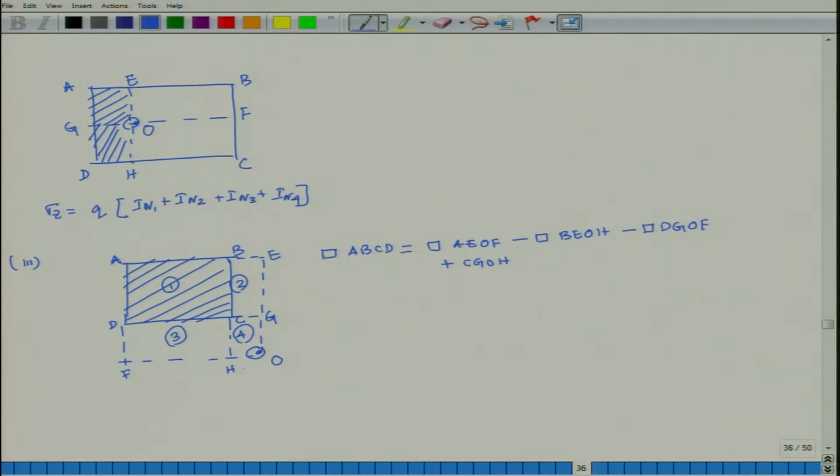You have taken this complete area, deducted from here once, deducted from here once, because this area is superimposed on both these areas. So, then it has been deducted twice, then you have to add it once. So, then what will happen? It will be Q into I_n1 minus I_n2 minus I_n3 plus I_n4.